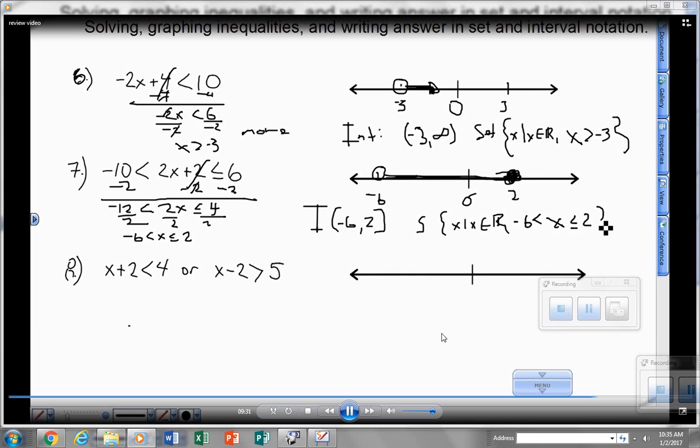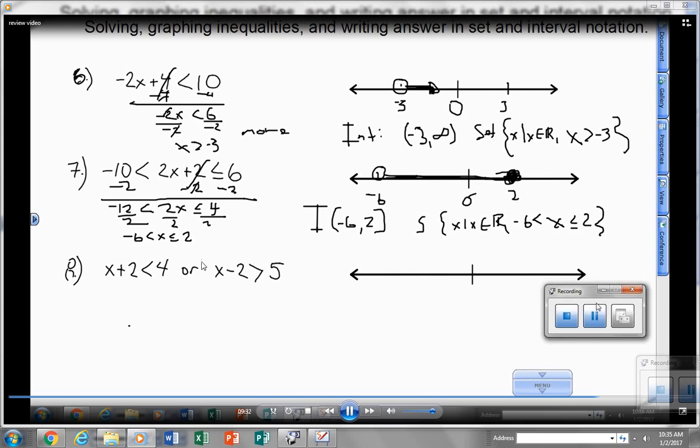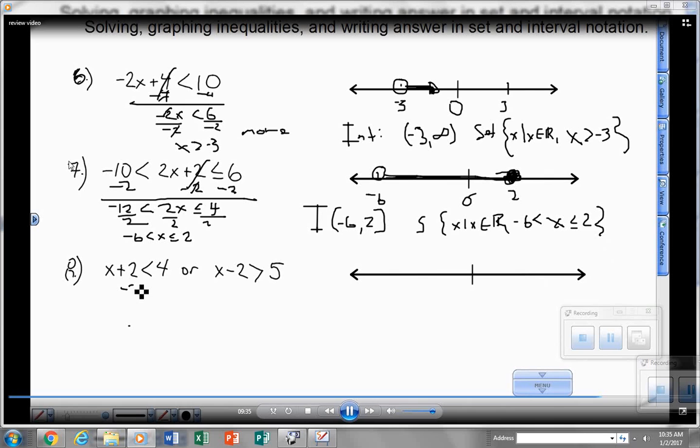All right. Last one, this compound OR one, always the inequality open that way towards each other. So I'm solving these both separately. First answer is X is less than 2. The other answer when I solve that, adding 2 to both sides, gives me X is more than 7. So that answer is X is less than 2 or X is more than 7. That always has a look of the arrows shooting off from each other.